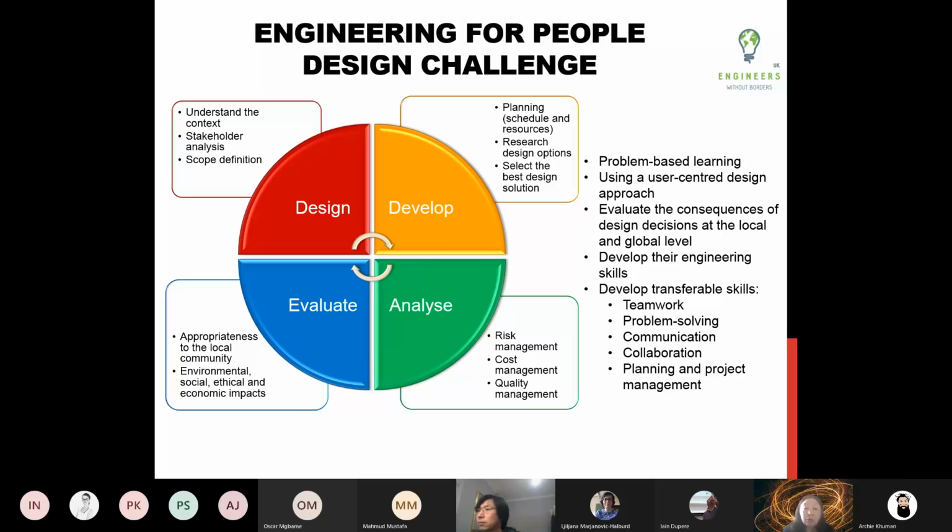And last, once the design solution is proposed, it's also very important that the students evaluate the negative and positive economic, environmental, and social consequences that their design decisions may have at the local level for these communities, but also at the global level. We also believe that this design challenge helps the students to develop or strengthen engineering and transferable skills. And I am sure that when you hear Pavel's own experience, you will believe this too. Next slide, please.